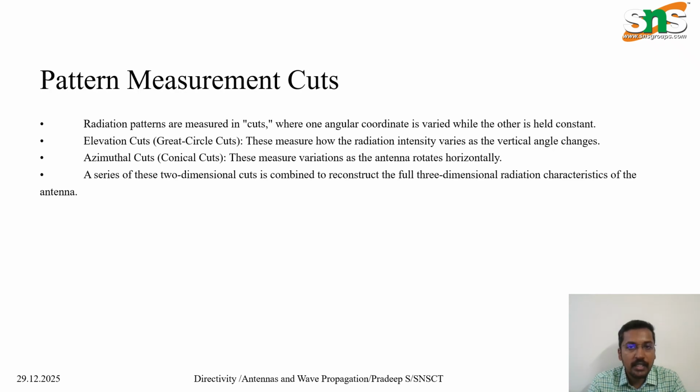Radiation patterns are measured using cuts, where one angle changes while the other remains fixed. Elevation cuts measure radiation changes in the vertical direction, while azimuthal cuts measure changes in the horizontal direction. By combining several cuts, the complete three-dimensional radiation pattern of the antenna can be reconstructed.